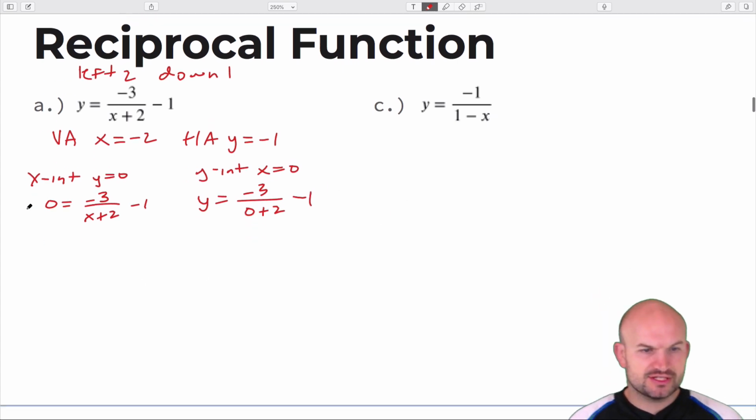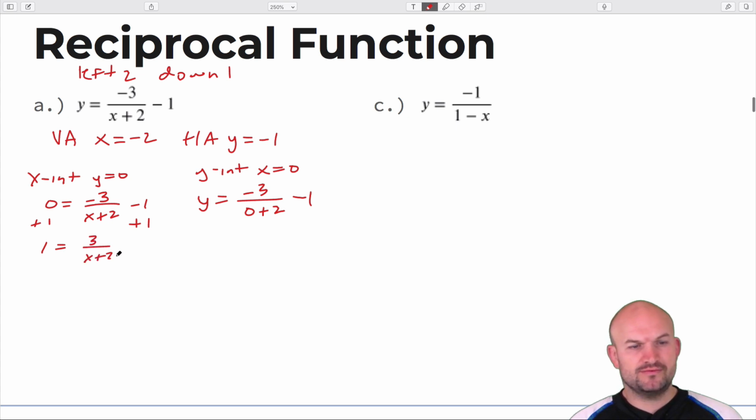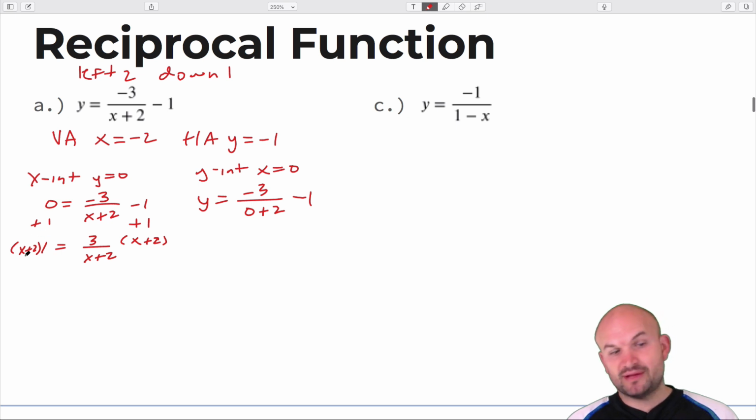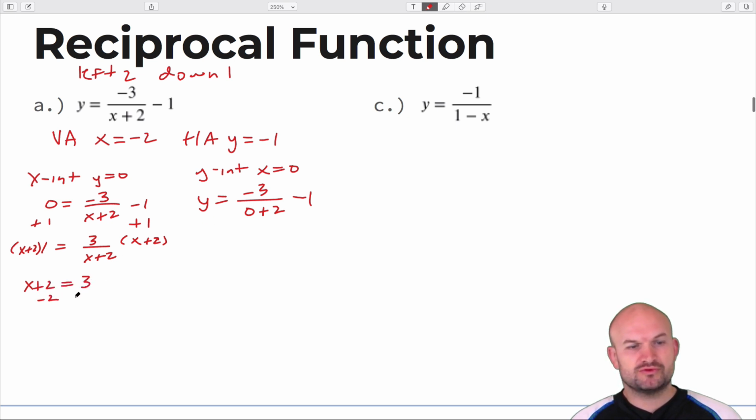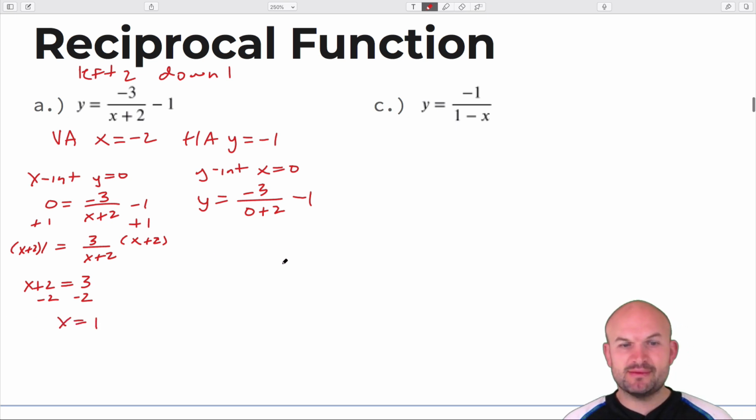Okay, so let's go ahead and solve this one. We're going to add a 1, and then we'll have 1 equals 3 over x plus 2. You can't solve for x when it's in the denominator, so I'm going to multiply by x plus 2 on both sides. You need to apply the distributive property, but thankfully it's just a 1 there. So that leaves us with x plus 2 equal to 3. Subtract 2, subtract 2. x is equal to 1. So that is going to be my x-intercept.